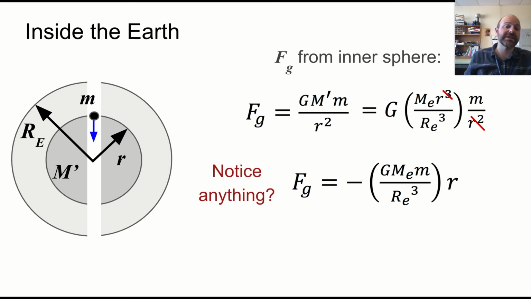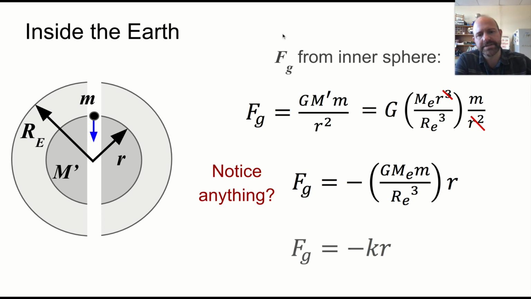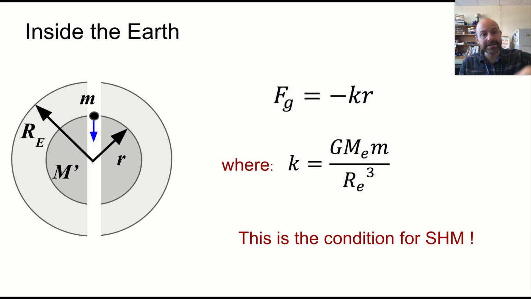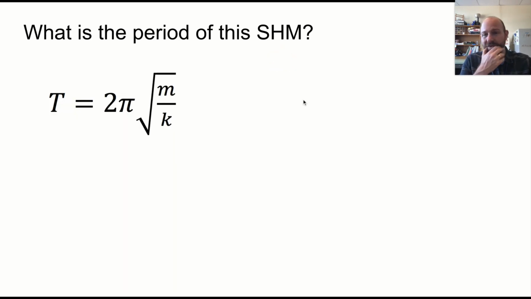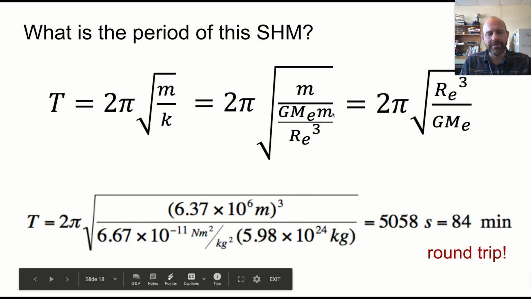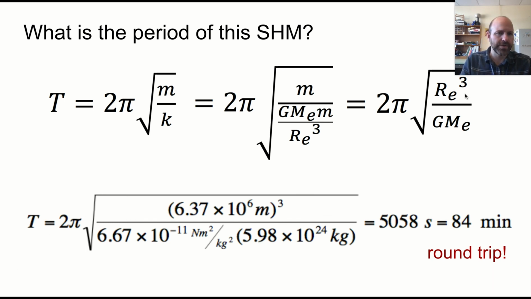So this is interesting. It's actually linear. It goes to 0 when you're at the center, and it's maximum when you're at the surface. It behaves like a negative constant times the distance from the center. This is basically simple harmonic motion, so you will oscillate up and down inside the Earth if you do this. The period is 2 pi times the square root of m over k. There's that k. You end up with a period of 2 pi times the square root of r Earth cubed divided by G mass Earth. If you plug in those values, you find that it takes about 84 minutes to oscillate a full time.